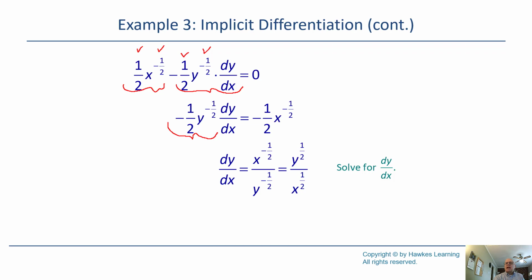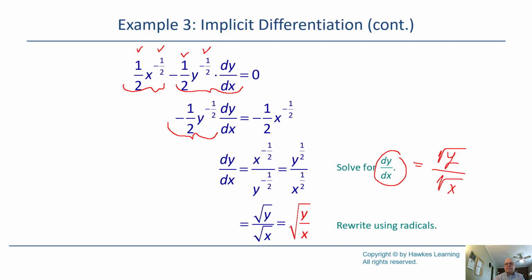And since those are negative exponents, that means bring this one down to the bottom with a positive 1/2, and bring this one up to the top with a positive 1/2 for an exponent. And there is your dy dx, which you could also write, if you chose to, as the square root of y over the square root of x. Or you could combine them, put them both under one radical. It all depends on your situation, which one is more convenient to use.